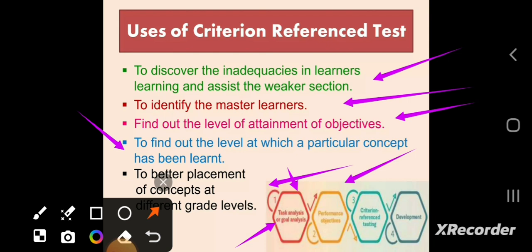Performance objectives. CRTs are closely tied to performance objectives because they test whether specific objectives have been achieved by students, providing clear feedback on student proficiency relative to those objectives. Development and instructional design. CRT results inform curriculum developers about the effectiveness of instructional methods and the need for revision or enhancement of teaching materials to meet educational goals.